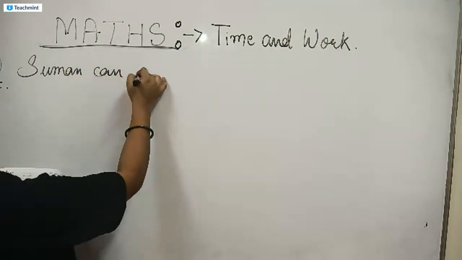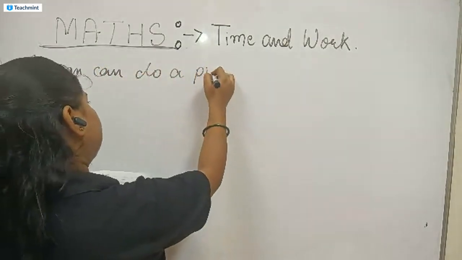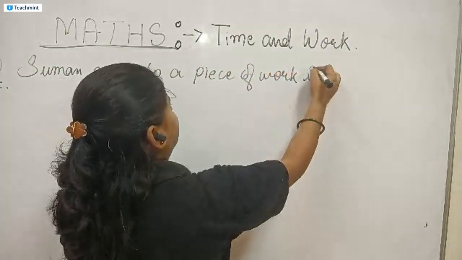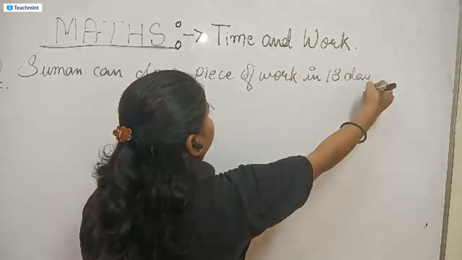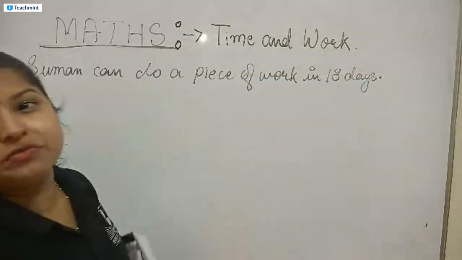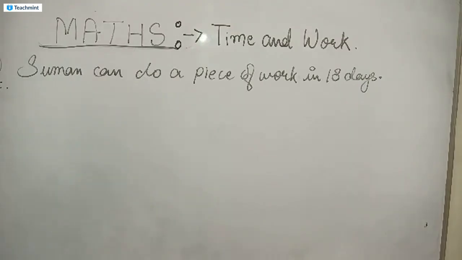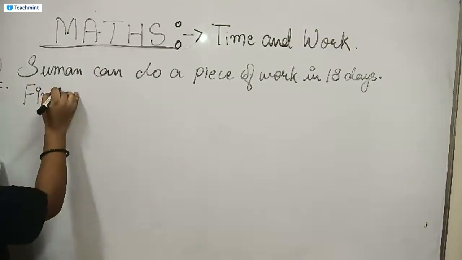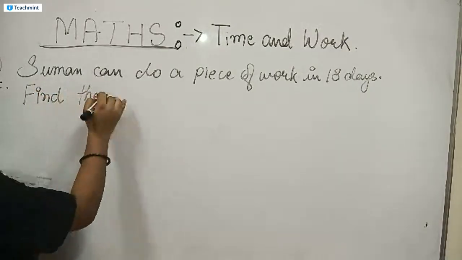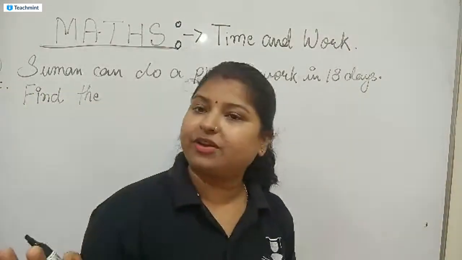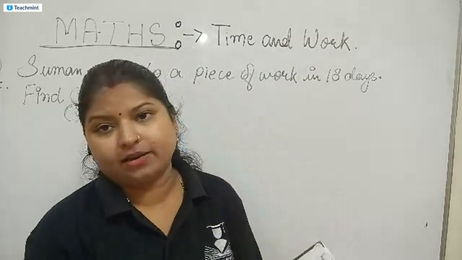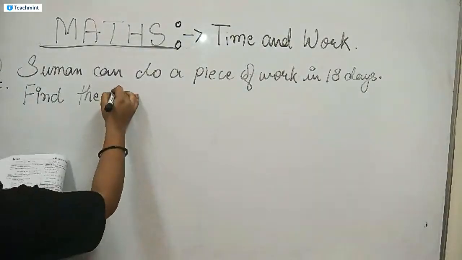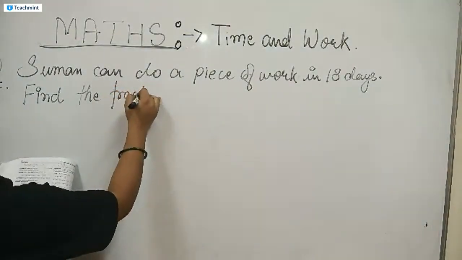Human can do a piece of work in 18 days. And it's a request to everyone, beta. Those who are finding this chapter to be tricky or difficult, please do 2 things. First thing is watch the recordings again. Even if you have taken the class, watch the recordings again once more. And after watching the recordings, please practice from the Bharati publication book.